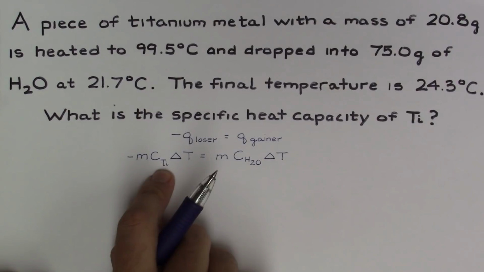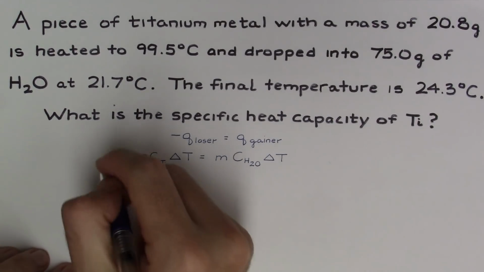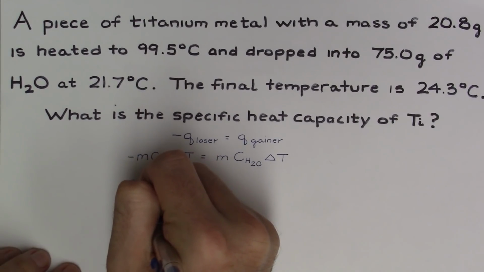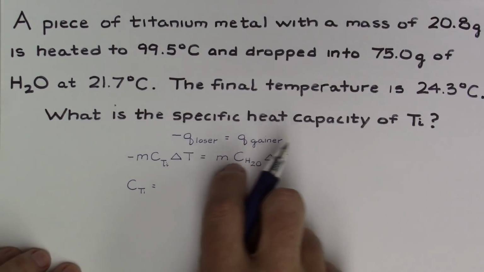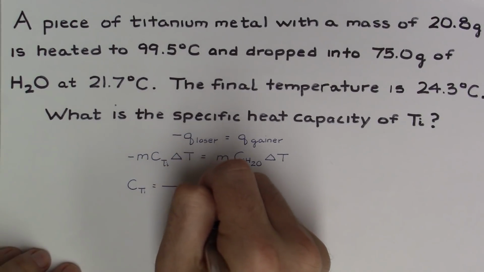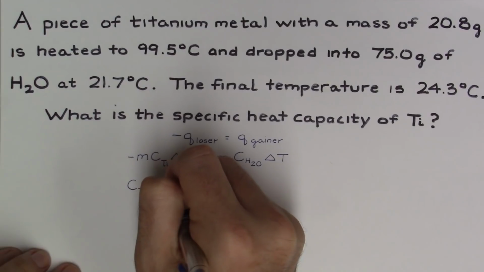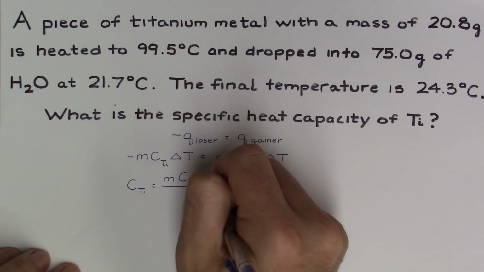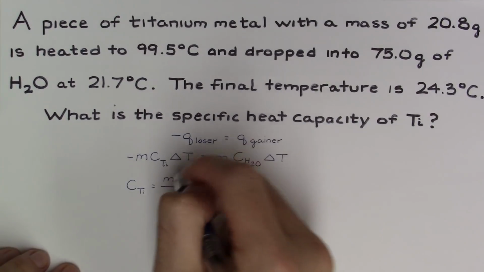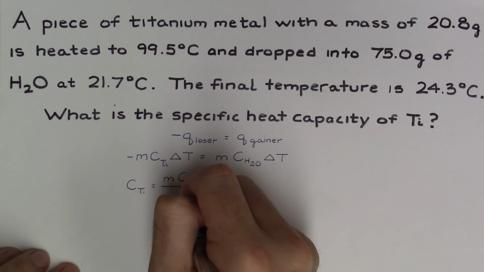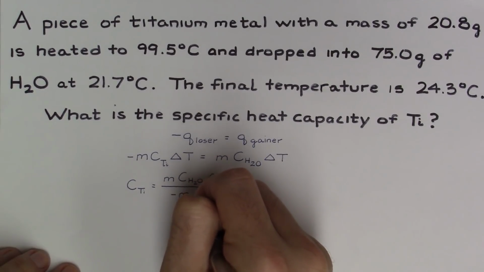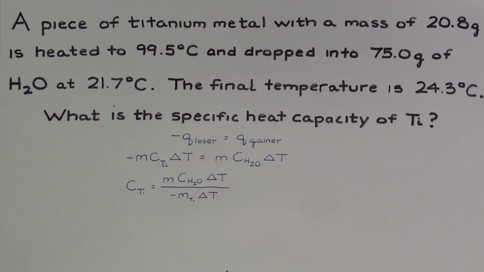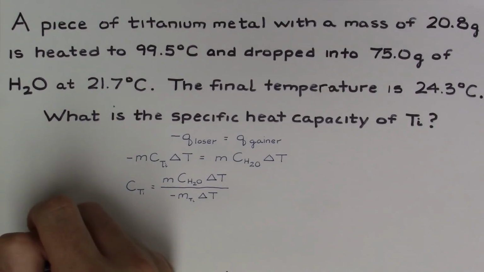So what variable do we need? Well, we're trying to solve for our specific heat capacity of titanium. So now we have our C of our titanium is going to be equal to everything on our right side, all of our water variables. That is our mass, our specific heat of water, and its delta T. We will put that over the negative mass of our titanium and its delta T. Make sure to keep track of that negative from the loser side.